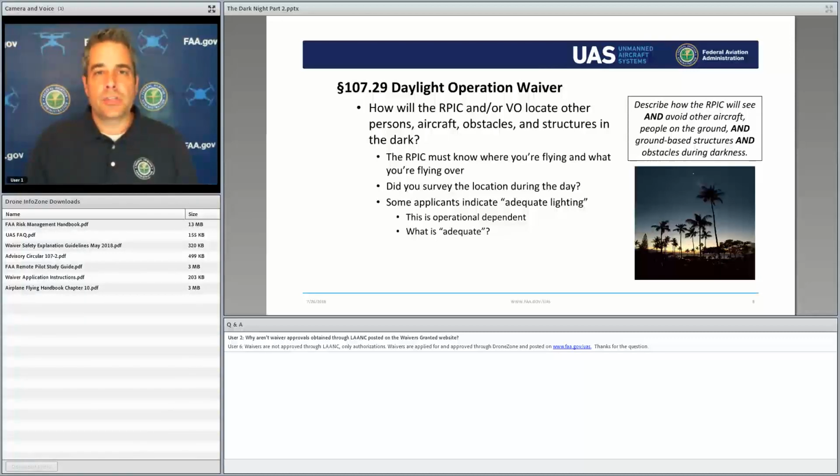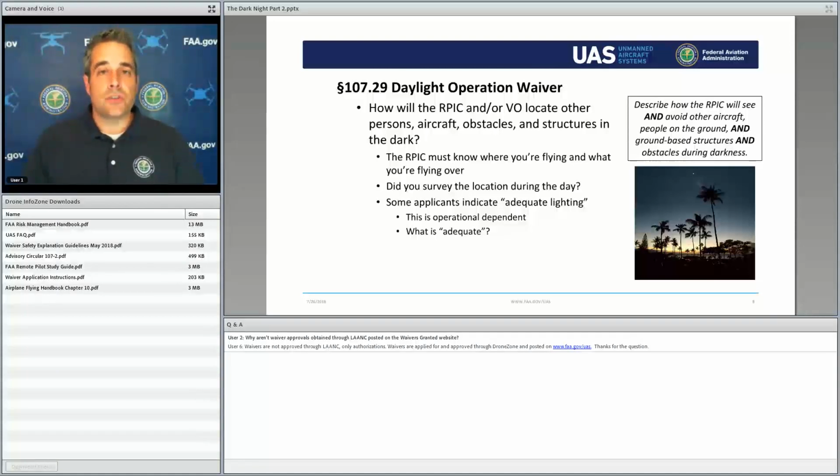So one of the first questions we want you to at least understand here is, how is a remote pilot in command, or if you're going to use visual observers, locate other people? How are you going to know if other people or aircraft or obstacles are there in the dark? Remember, the remote pilot in command, you need to know what you're flying over. And probably one of the easiest ways to handle that is to survey the location during the day.